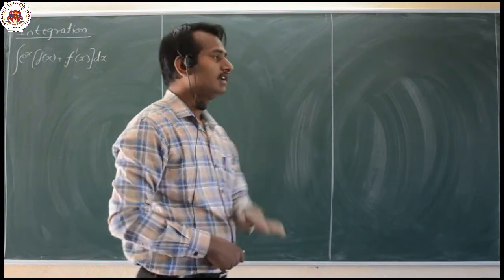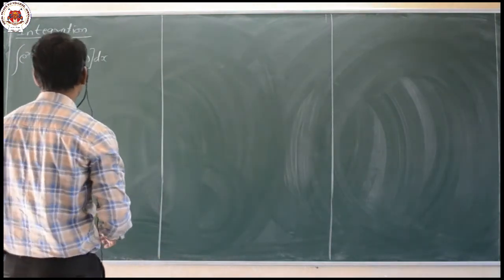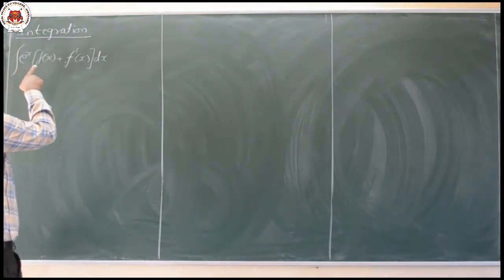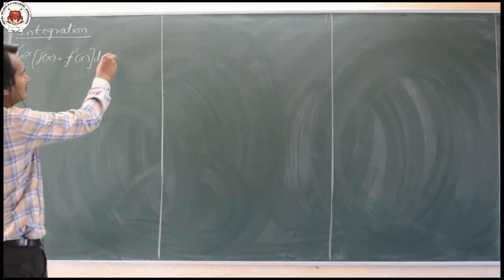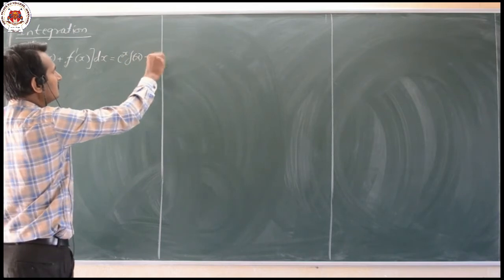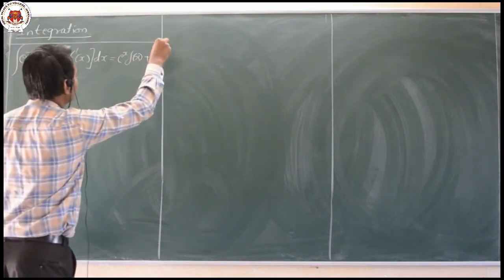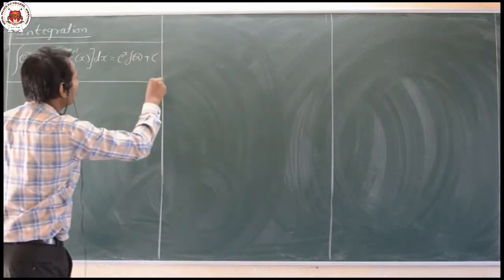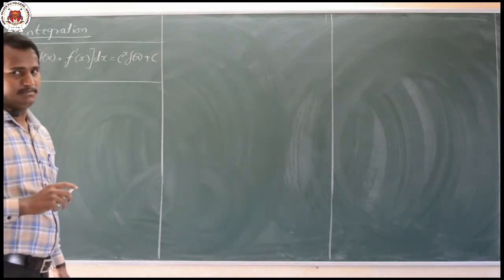In particular, we shall learn one simple property: the integration of e raised to x into f of x plus f dash of x dx equals e raised to x into f of x plus an integral constant c. That is nothing but one simple property that we are making use of.